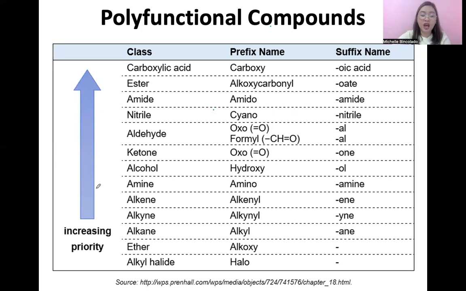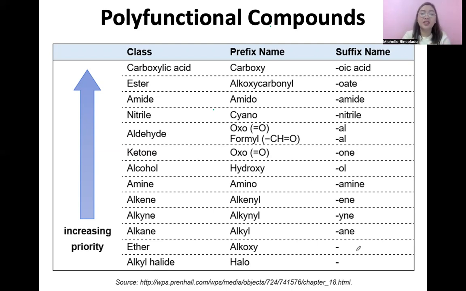Guys, napansin niyo ba yung ether tsaka alkyl halide? Naka-blank yung suffix name because they are usually used as substituent. So silang dalawa kasi, guys, yung may pinakamababa na pwesto sa hierarchy na to. So you usually find compounds, polyfunctional compounds, kung may ether na group, then we use the substituents alkoxy, meaning methoxy, ethoxy, propoxy, ganyan. Alkyl halide, halo. So chloro, bromo, fluoro, iodo. Diba? So those are the prefix names nila as substituents.